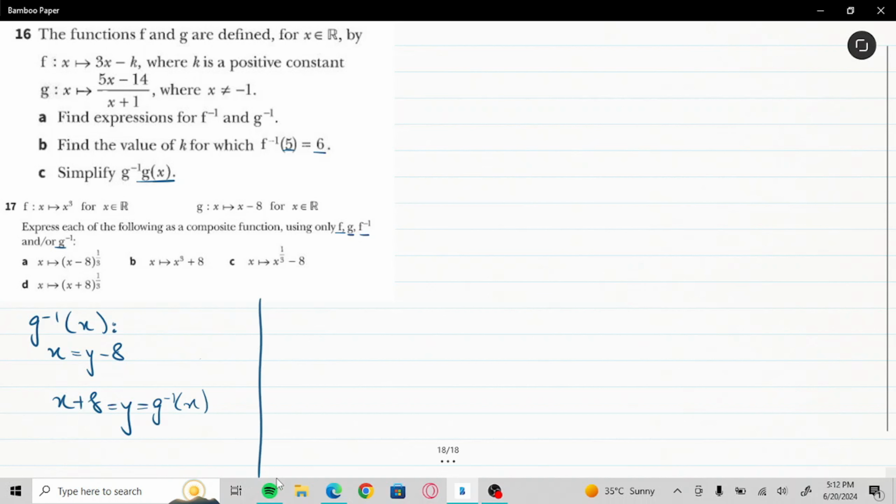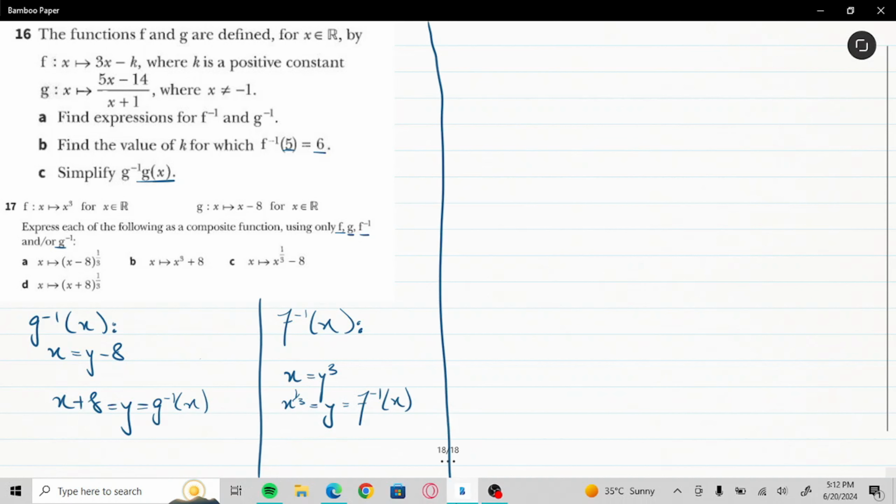The second step is to find the inverse of the function f. So the function f tells us, what does it tell us? x = y³, so x to the power 1/3 = y, which is f inverse of x. Now the main thing comes.